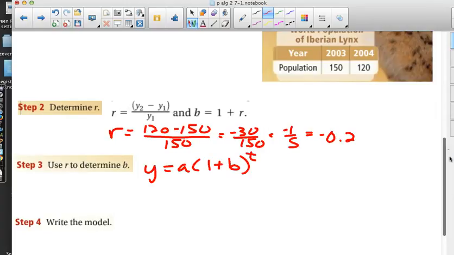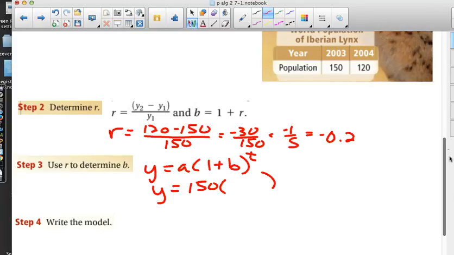And if you're wondering, why did they choose that formula? Why did they say use the growth formula when this is decay? Because our slope comes out negative. So we want to use something that's going to give us an accurate representation. It started with 150.